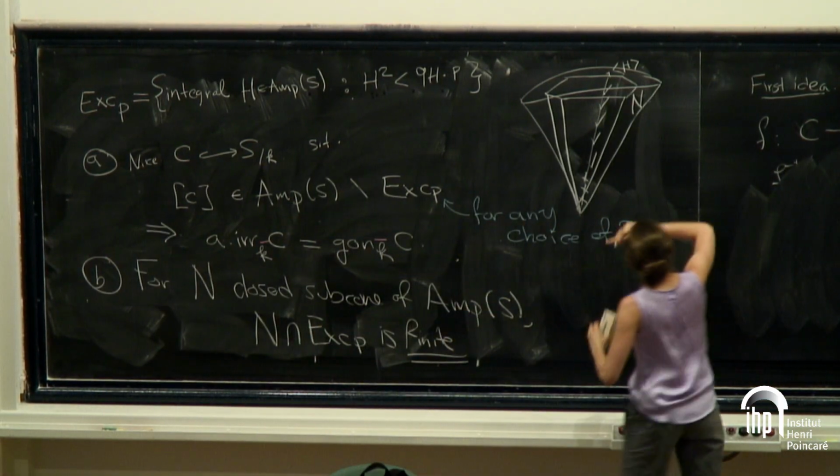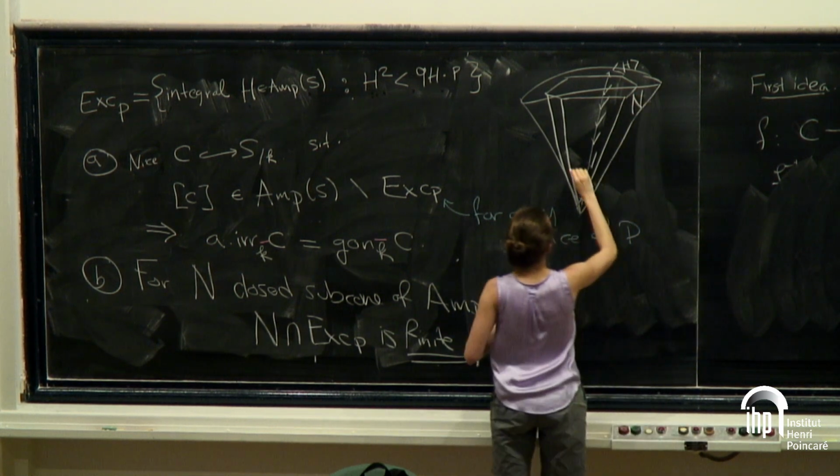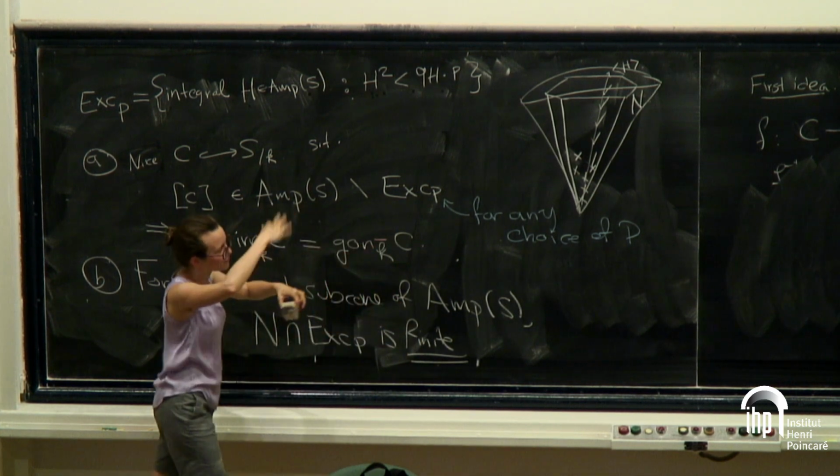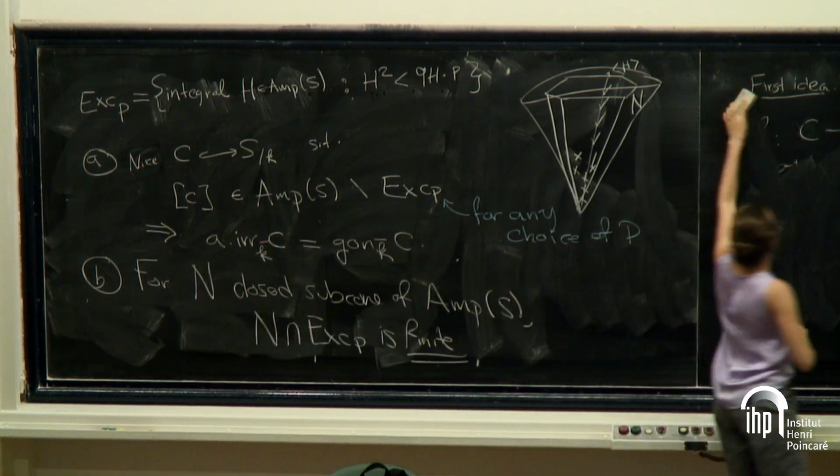So again, I've restricted my boundaries. There's some finite set of bad classes near the origin, but if I move out away from those finite bad classes, everything is good.